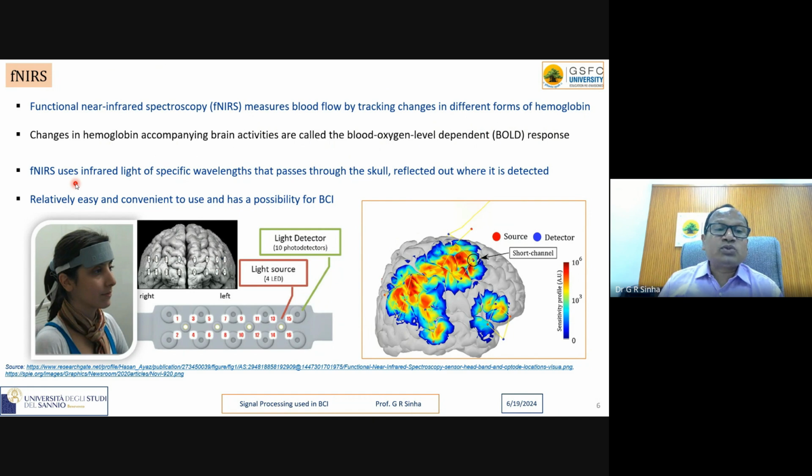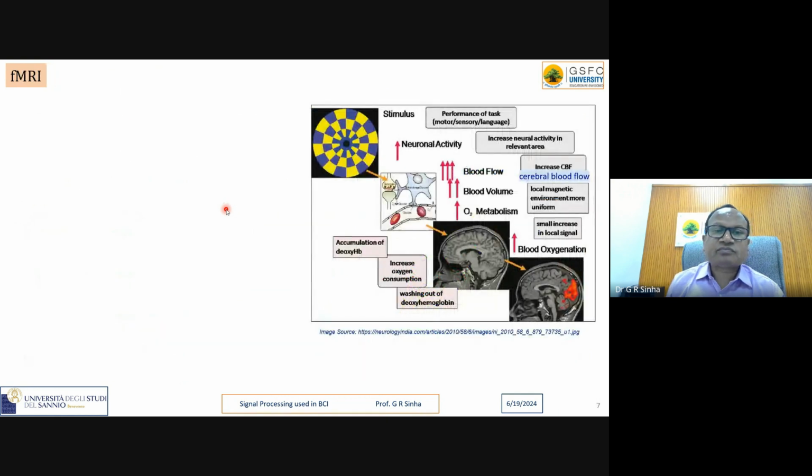This modality uses infrared light of specific wavelengths that passes through the skull. Look here. It can pass through the skull, and is reflected out where it is detected. Again, light goes inside and comes back, and you record the time and all that. It is relatively easy and convenient to use. It can be used in BCI, but it's not very popularly used in BCI.